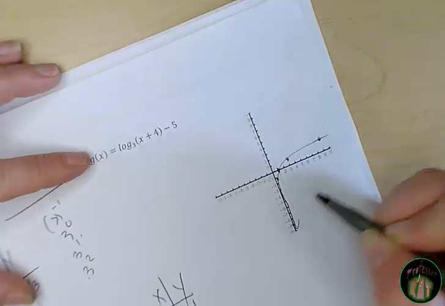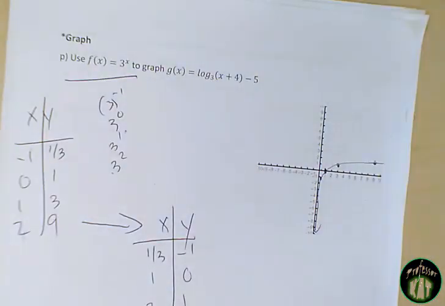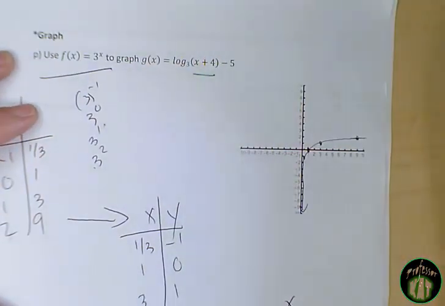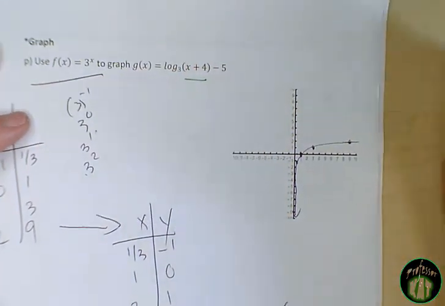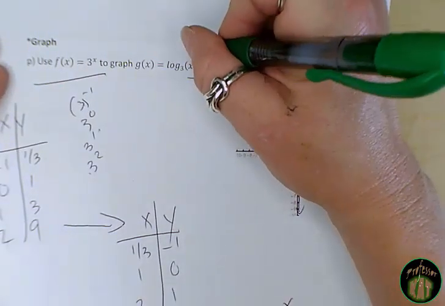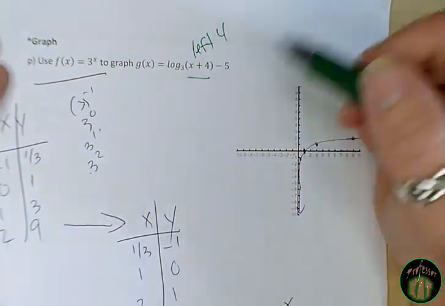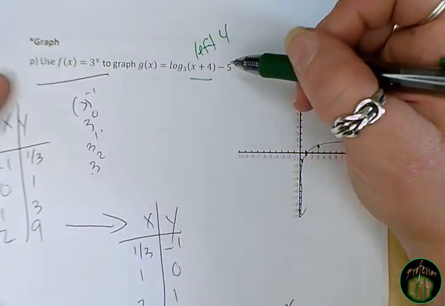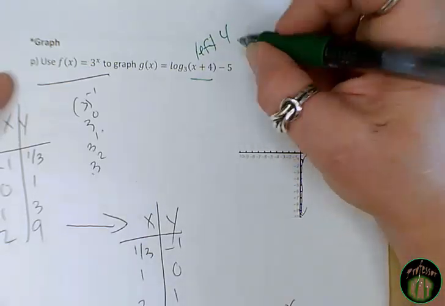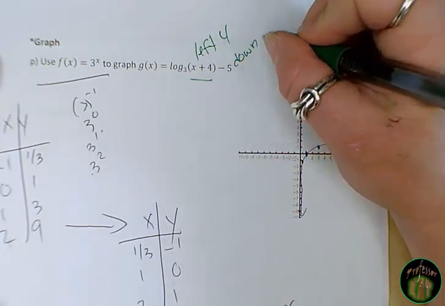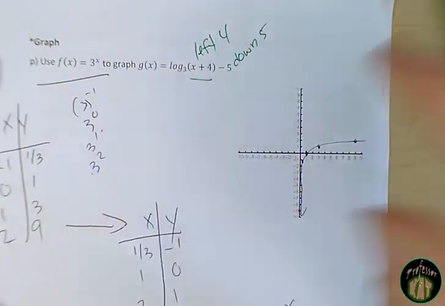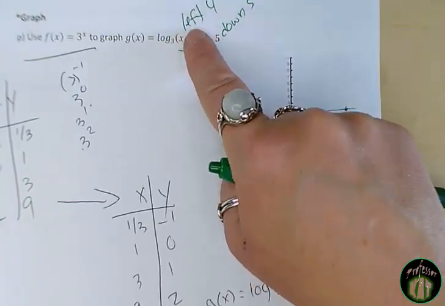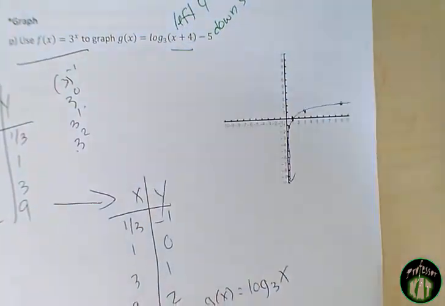But what we need to do, taking a look at transformations of a logarithmic function, keep in mind inside the parentheses by the x, that is a horizontal shift. A plus 4 actually means left 4. At the very end of the equation, this minus 5, you can almost think of that as a y-intercept in slope-intercept form. This minus 5 is a vertical shift, so it means down 5. So this graph is going to be the same as the one we just did, but go left 4, down 5 because of these transformations.